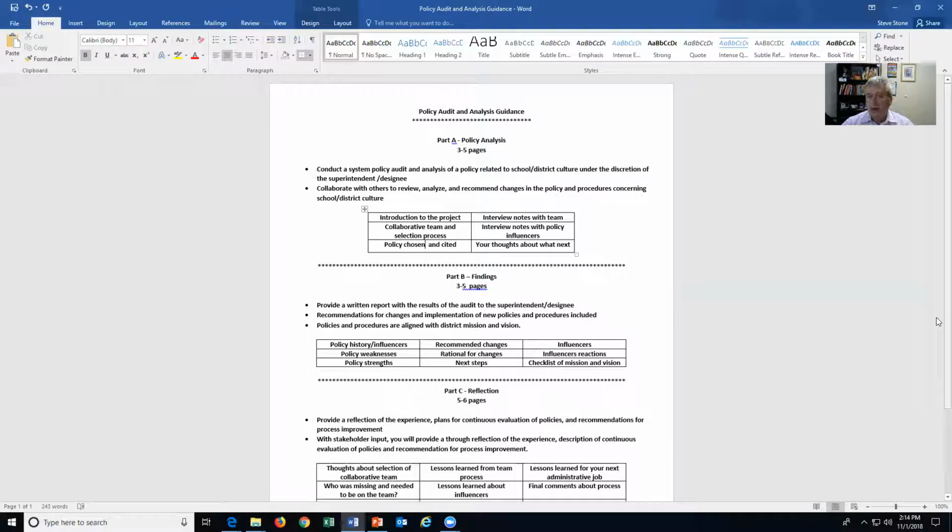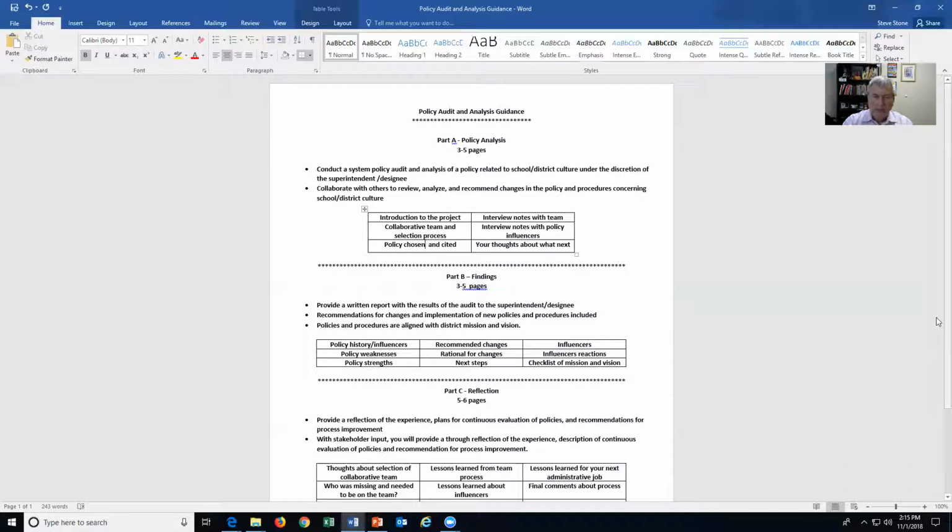And then the last paragraph would be what's next. Your thoughts about what you're going to accomplish next, who you're going to involve, what your next steps are, basically. So that's Part A. Policy analysis: you picked the policy, you got your team, you reviewed it, you talked about it, all that in one big piece. So in this, you have audited a policy and you have analyzed the policy. This is the bulk of the hard work.